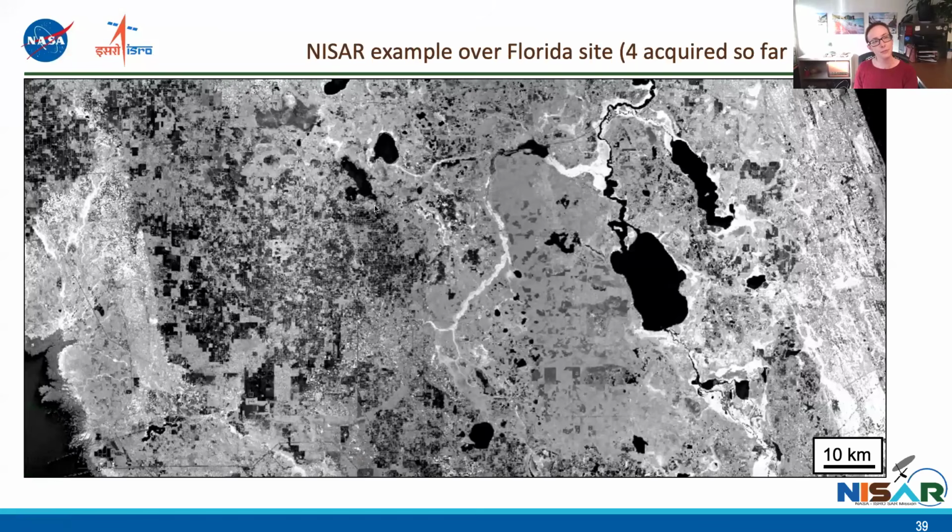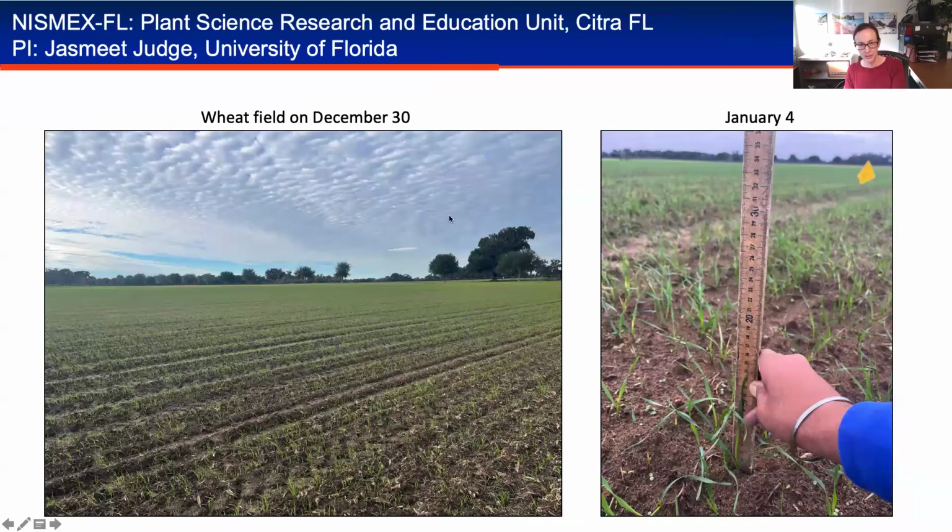Her site is right below this little black lake in the middle there. And this is the wheat she planted. It was planted by some of the students, I think, during AGU. And so it's already growing. This is from January 4th. And so we should be able to see pretty soon how well NISAR does at separating out vegetation from soil moisture. And then I just like to include this.